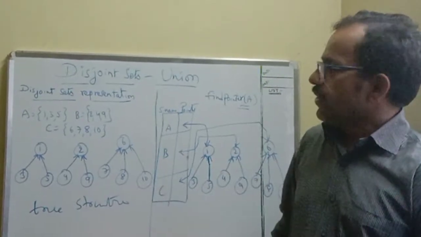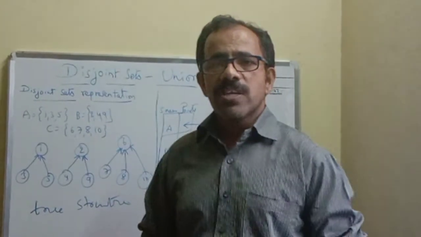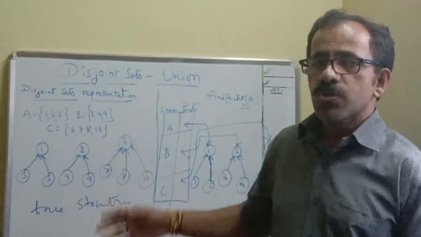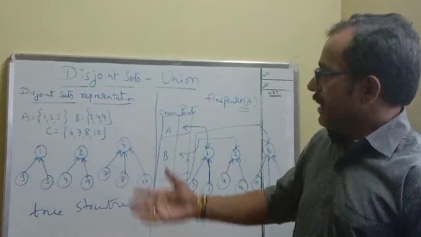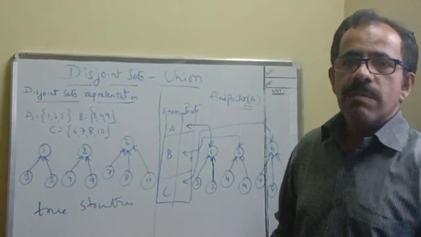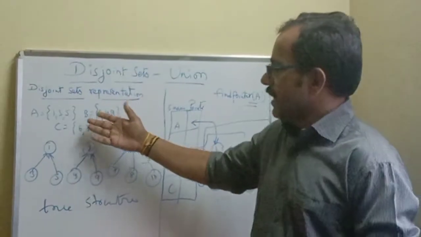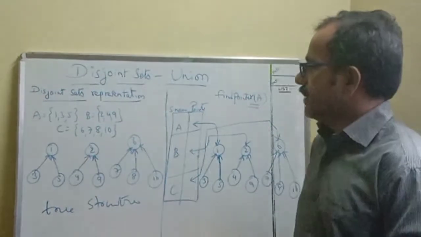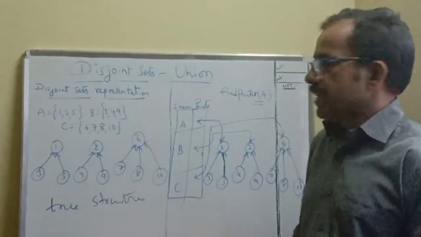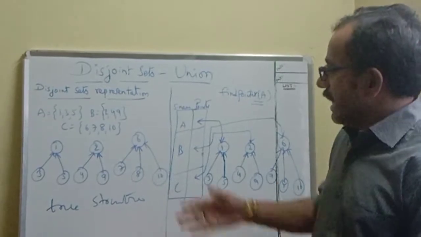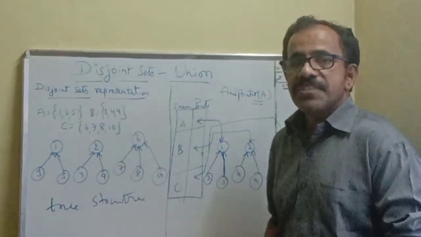Before explaining the union operation on disjoint sets, first of all I am going to show how these particular sets can be represented. Even if you take any 3 sets or 4 sets or n number of sets, assume here we are taking 3 sets A, B, C. These 3 sets are disjoint sets because there is no common element here. Then we can represent those 3 sets by using a tree structure format.